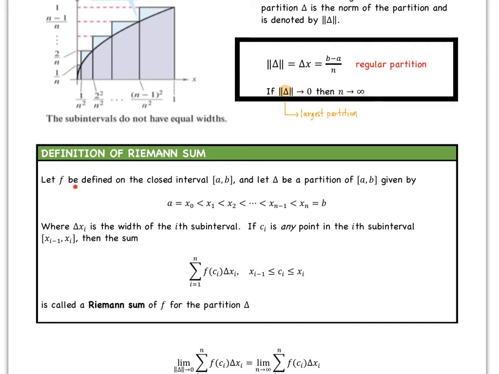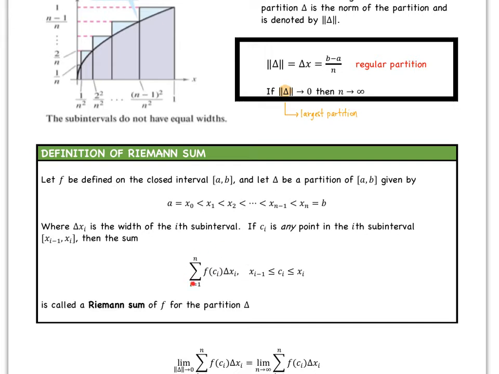So we're going to let f be defined on the closed interval and our delta be a partition, okay? Some partition, where delta x sub i is the width of the ith subinterval, okay? So they're not all the same necessarily. And c sub i is any point in the ith subinterval, okay? And this is just that interval.